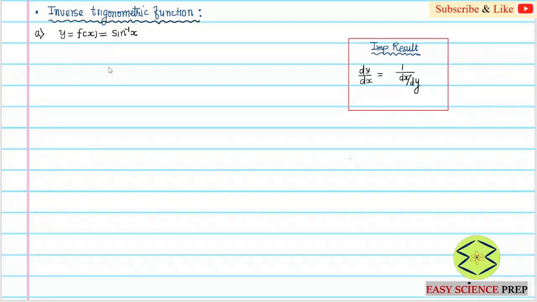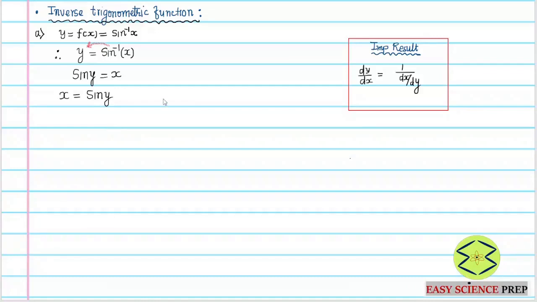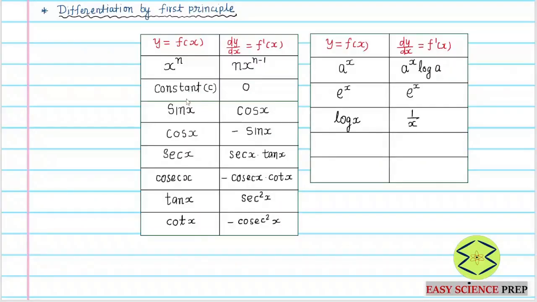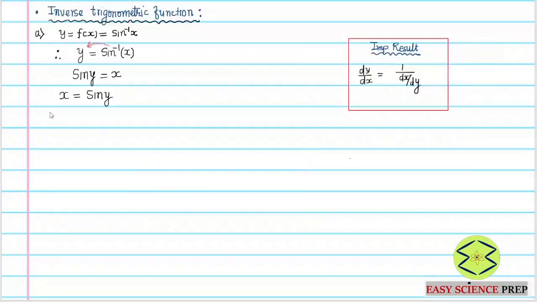So I am going to say that therefore y equals sine inverse of x. Then you can bring this sine inverse this side, and this will become sine of y equals x, or we can say x equals sine of y. So if you look at this, we can differentiate this with respect to y. Now we have already discussed the derivative of sine. The derivative of sine is cos. Very simple.